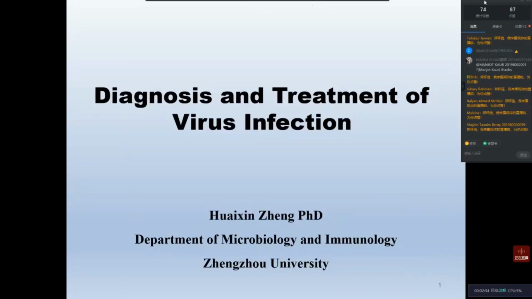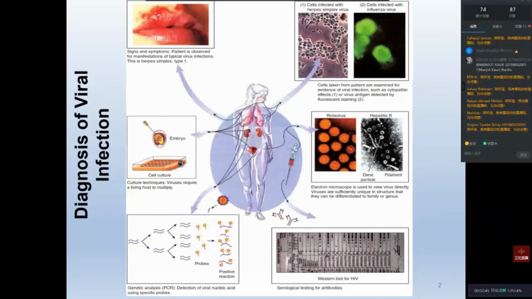And you can also collect the specimen and apply the virus to cell culture. And on the cell culture, you can see the morphology of the cells change. So you know that that's the effect of viral infection. And you can also culture the cell and then inoculate the virus to the cell culture or the embryo so that you can check the change there.